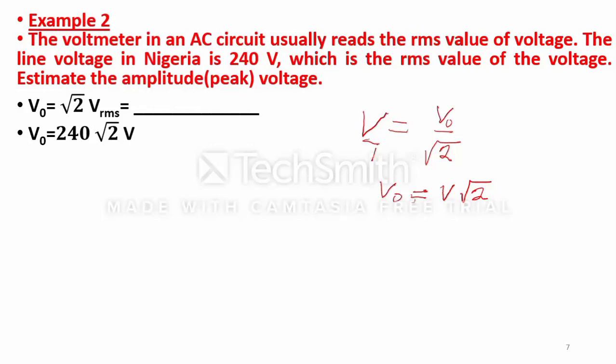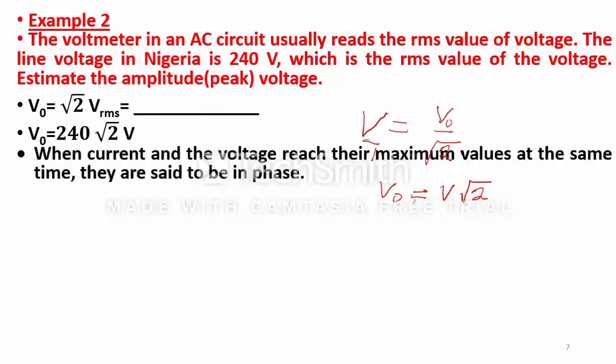When current and voltage reach their maximum values at the same time, they are said to be in phase.